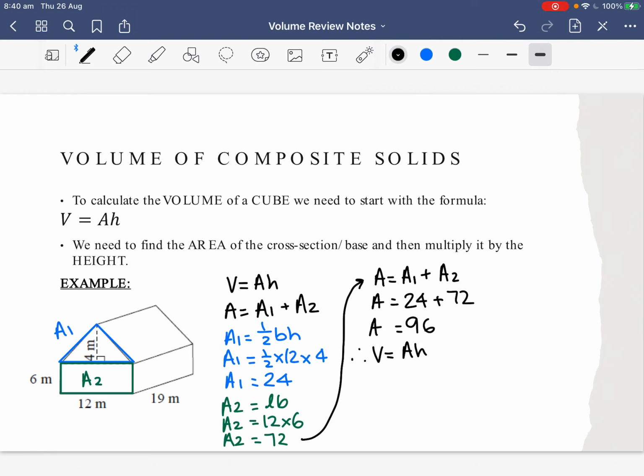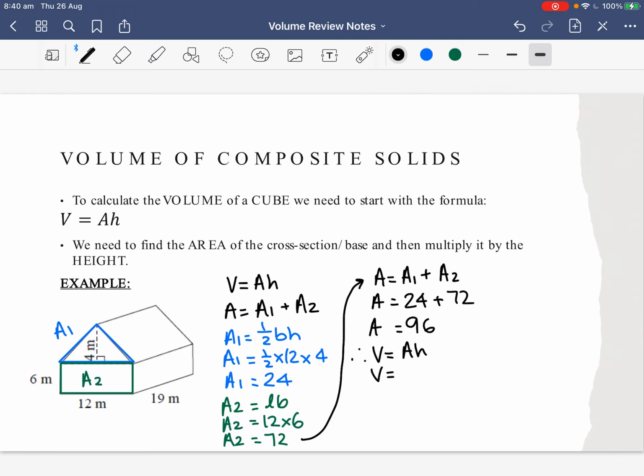And then what we do is to find our volume. Volume equals AH. So volume equals our area of 96 times our height going away from our cross section, or our length going away from our cross section, of 19. So 96 times 19 gives us a volume of 1,824 meters cubed.